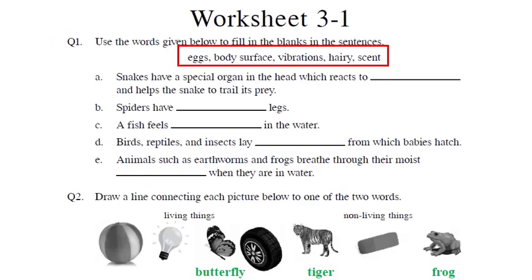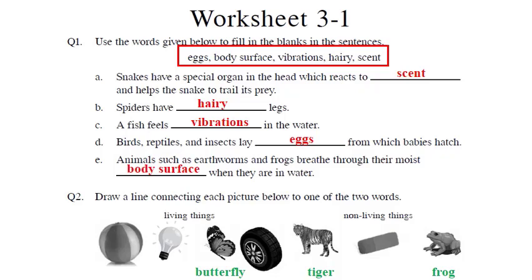Worksheet 1. Question 1. Use the words given below to fill in the blanks in the sentences. Snakes have a special organ in the head which reacts to scent and helps the snake to trail its prey. Spiders have hairy legs. A fish feels vibrations in the water. Birds, reptiles, and insects lay eggs from which babies hatch. Animals such as earthworms and frogs breathe through their moist body surface when they are in water.